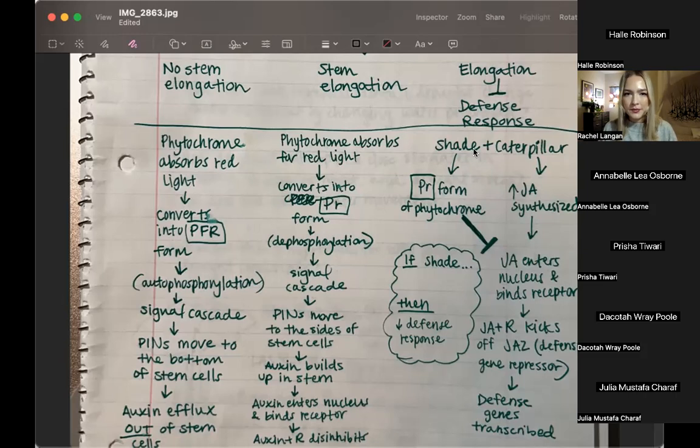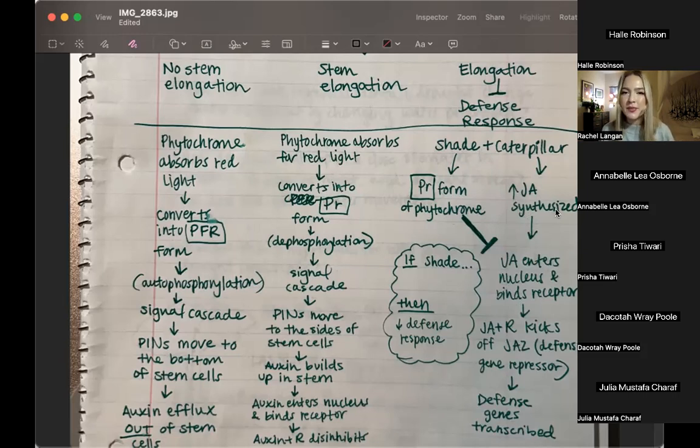So how does that work? Over here in the shade, again, that's going to activate far red light and turn the phytochrome to the PR form. And somewhere in the defense pathway, this PR form of phytochrome is going to inhibit the defense pathway. We're not quite sure. We haven't figured out where in the pathway that inhibition is happening, but we do know it's downstream of JA.